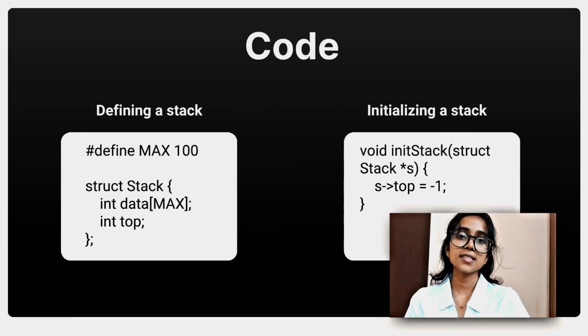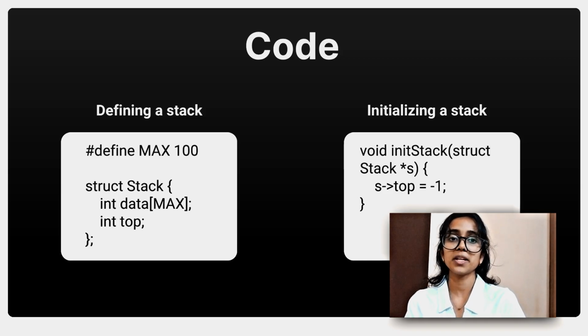Now let us understand the static array representation of stack using the code. First, we are defining a stack. We have declared a global variable max having the value 100. Then we are declaring a structure named stack. The stack structure contains data members, namely data, which is an array and can hold up to 100 items, and the other data member is top, that is used to point towards the last element of the stack.